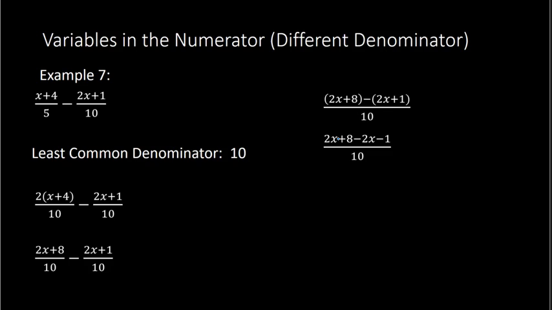Now from here I can combine like terms. The 2x minus 2x would actually cancel. That would give me 0. And then 8 minus 1 is 7. So my answer would be 7 over 10.